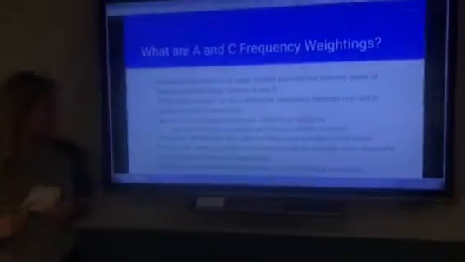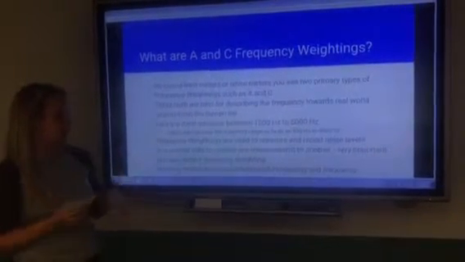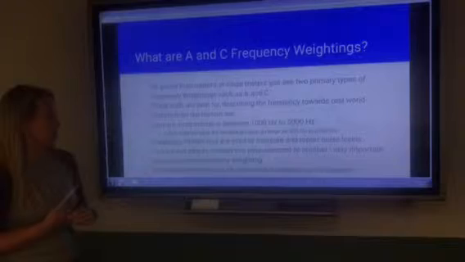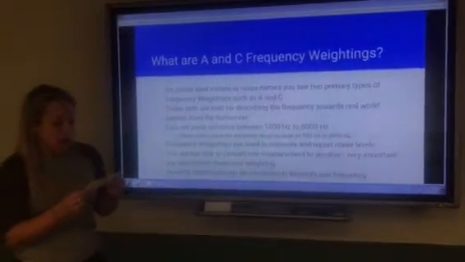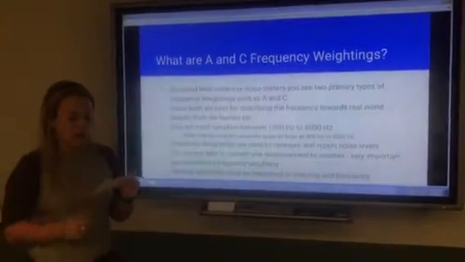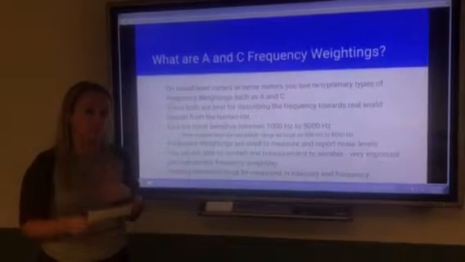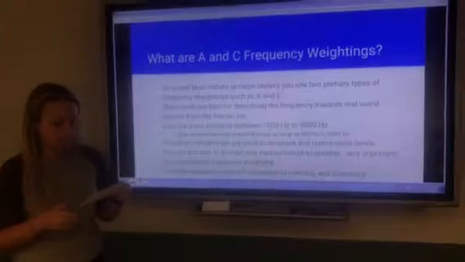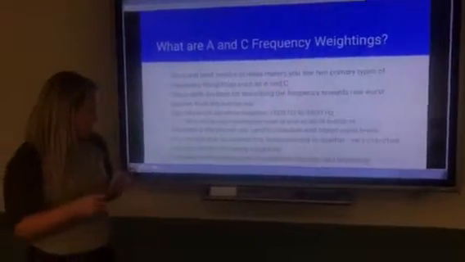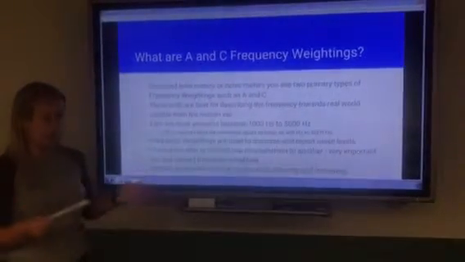These both are best for describing frequency towards the real world. Ears are most sensitive between 1,000 and 5,000 hertz. However, other studies have shown ranges as large as 500 to 8,000. It's very important that you do not convert one measurement to another. So if you have it on C, you cannot just convert it to A. If you want to have it on A, then you need to keep it on A, because you're not able to convert. And hearing sensitivity is obviously measured in intensity and frequency.